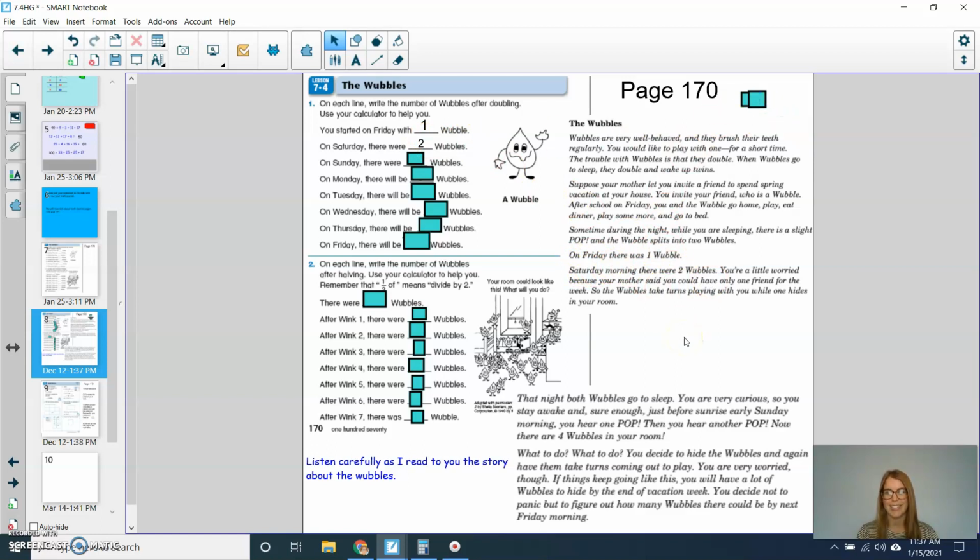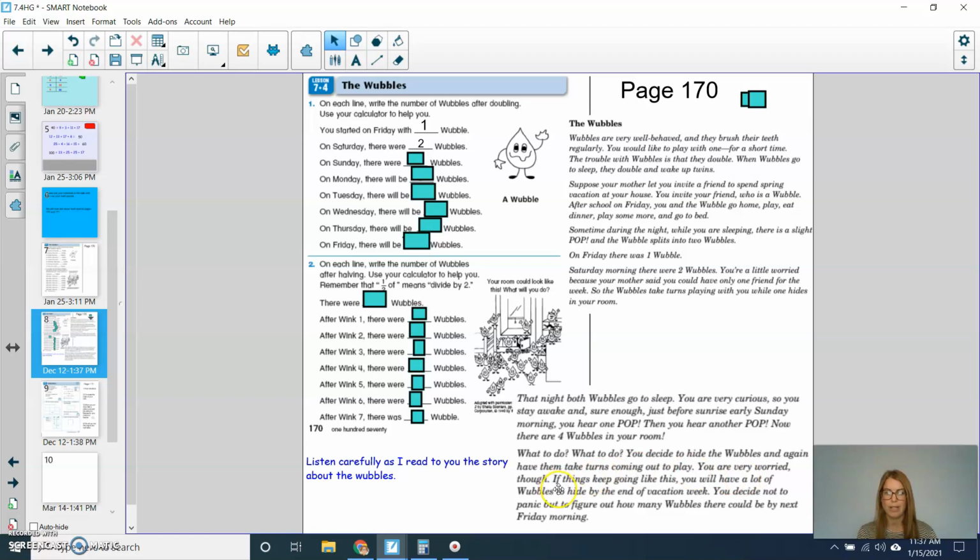Let's continue reading a little bit. That night both Wubbles go to sleep. You are very curious, so you stay awake, and sure enough, just before sunrise early Sunday morning, you hear one pop. Then you hear another pop. Now there are four Wubbles in your room. What to do, what to do? You decide to hide the Wubbles and again have them take turns coming out to play.